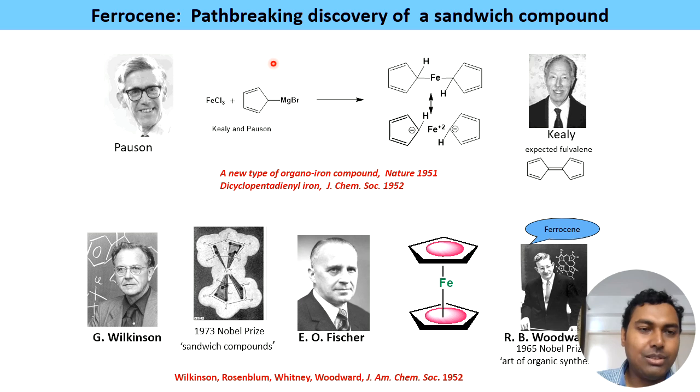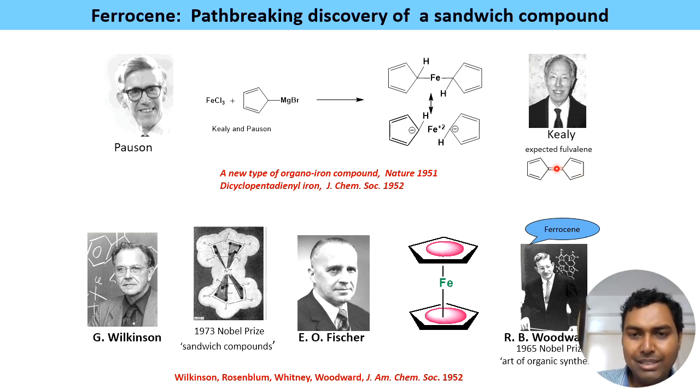So let's talk about ferrocene first. This was a path-breaking discovery of this sandwich compound. So Pauson and Kealy were doing some reactions with this CpMgBr, that is cyclopentadienyl magnesium bromide, and they were heating it with iron chloride, and they were expecting the product fulvalene. But instead of getting fulvalene, they got some product which did not match fulvalene, because here the fulvalene is not perfectly aromatic.